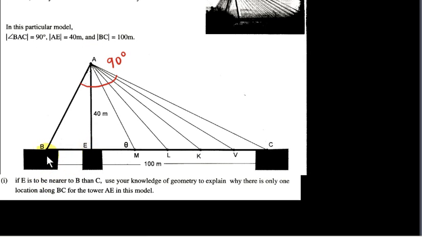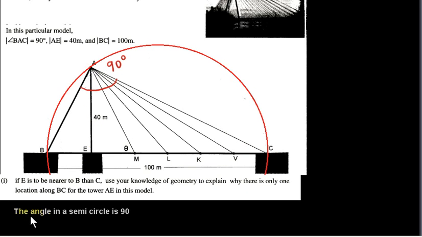If E is nearer to B than it is to C, use your knowledge of geometry to explain why there is only one location along BC for the tower AE in this model. Well, the reason is that the angle in a semicircle is 90 degrees. See, we are given that this angle here is 90 degrees. And we want our tower to be 40 meters high. So you can imagine constructing a circle with diameter of length 100 meters, distance of B to C.